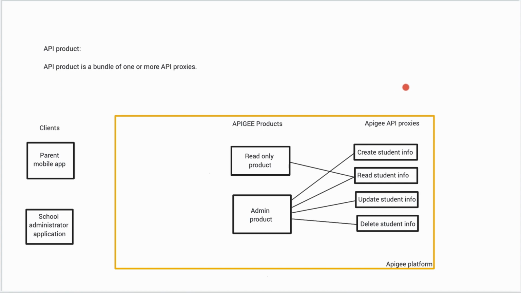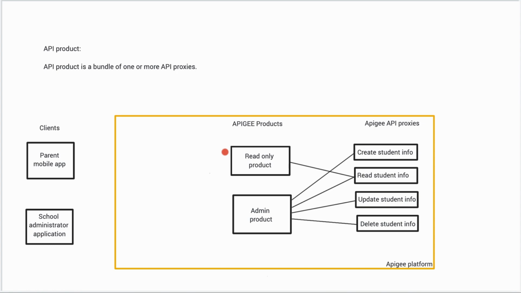So just assume that we have created 4 different API proxies in Apigee. The first is for creating a student, the second is reading, the third is update, and the last one is delete. Okay, just assume that we have 2 different clients. The one is a parent mobile application and the other client is a school administrator application.